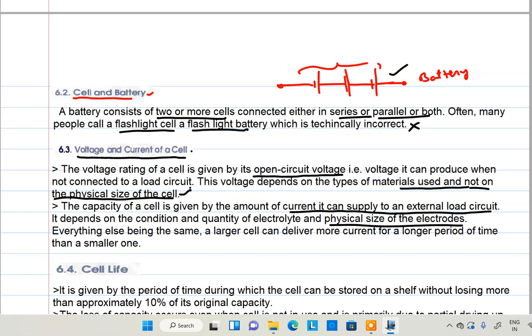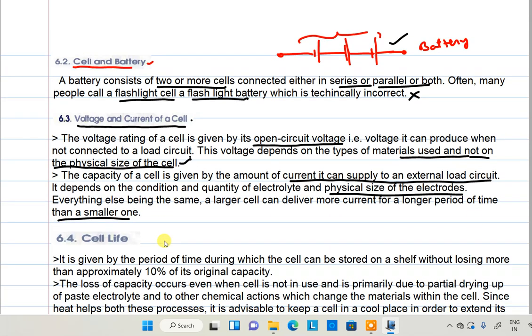The voltage of a cell does not depend upon the size of the battery, but the current capacity of a cell depends upon the size of the battery and the electrolytes, everything else being the same. The larger the cell, the more current it delivers, for a longer period of time than a smaller one. Okay, that is about the voltage and current rating of a cell.